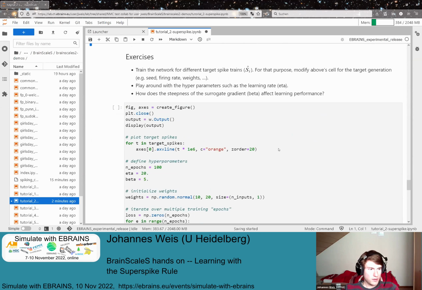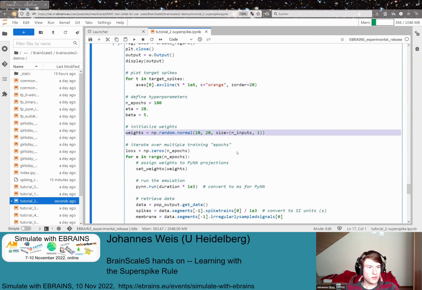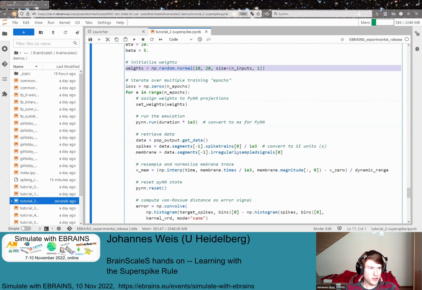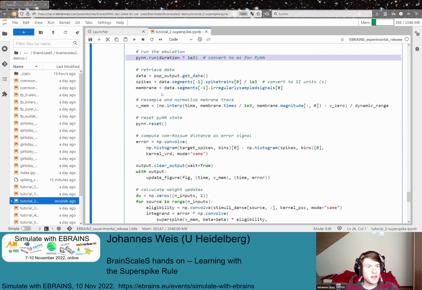And here we will train 100 epochs of superspikes. So initially we set the weights randomly so that we do not just reproduce what we had above. And then for each epoch, we run the network in Pine. We retrieve the data, especially we retrieve the membrane trace and the spike times. And the membrane trace is first resampled to match the time bins that we are working with in the calculations later. So we have an interpolation here that resamples it to the time array that we had.